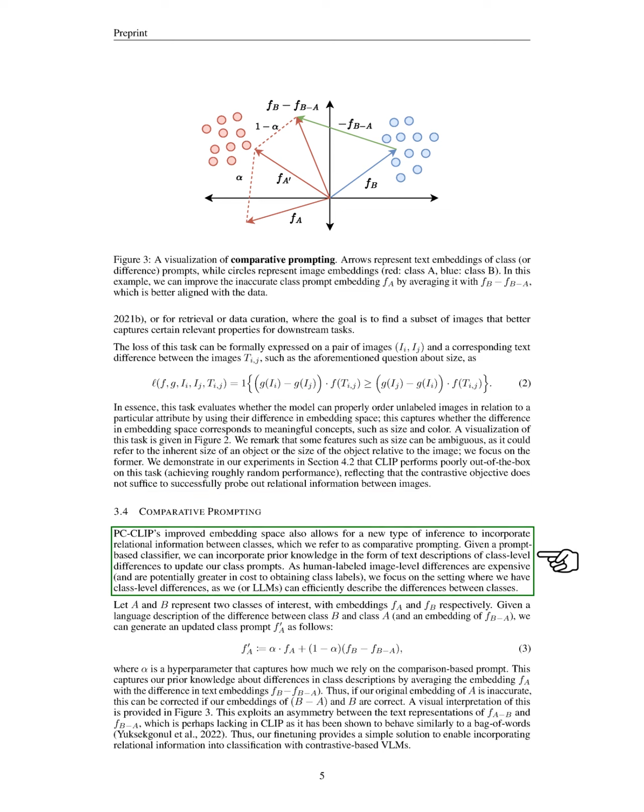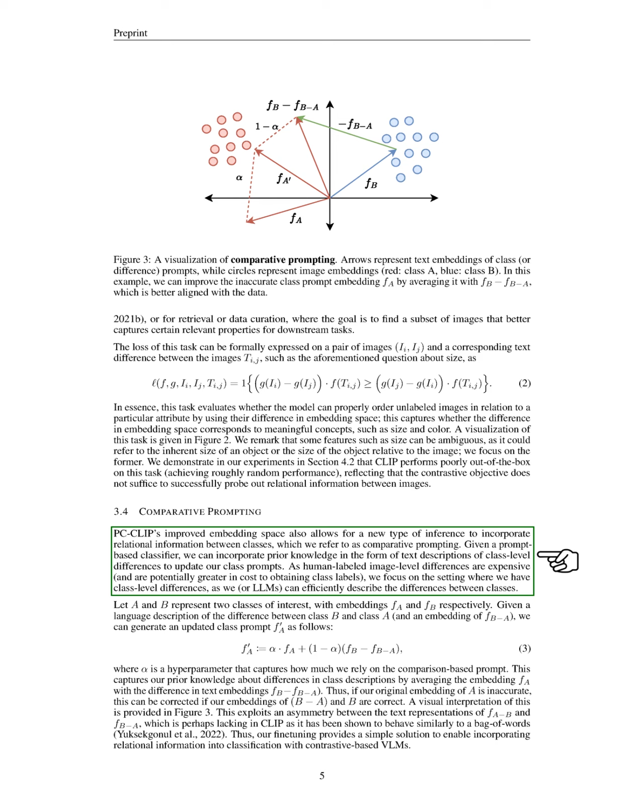Next, we introduce comparative prompting, which allows us to incorporate relational information between classes into our inference process. By using a prompt-based classifier, we can integrate prior knowledge through text descriptions of class-level differences to refine our class prompts. Since obtaining human-labeled image-level differences is costly, we focus on class-level differences, which we can describe efficiently.